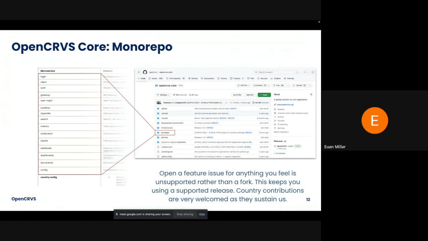So all of these microservices on the left go into one repo, and you don't really need to touch it. If you think there is something that OpenCRVS does not do, if you think there's a feature, which there generally always is something that you would like that we don't do, then you can open an issue on this GitHub repository and request that feature. And we will build it with you during the pilot implementation phases. And therefore, you will get a supported release every time with the extra things you need. And we really welcome country contributions because those are the things which sustain us as a project. So we certainly hope that you will do this, but you don't have to. It's not something you have to do during implementation configuration. You can simply request a feature, subscribe to it, and it will be delivered to you when it's ready.